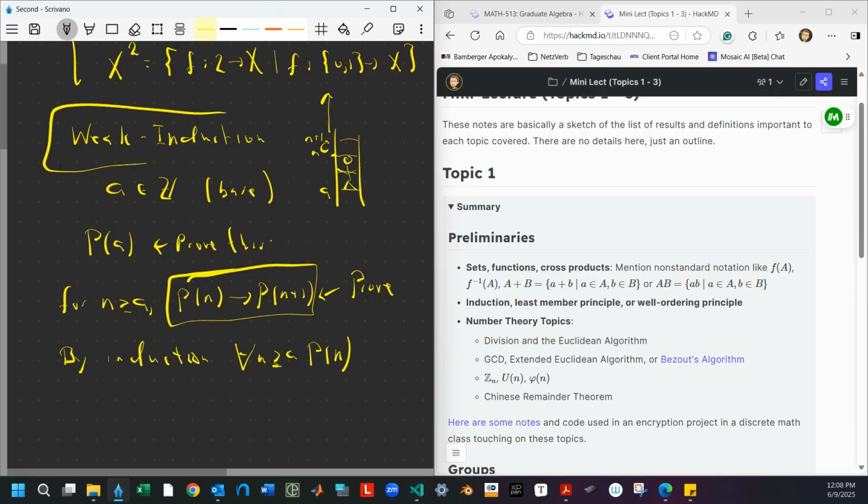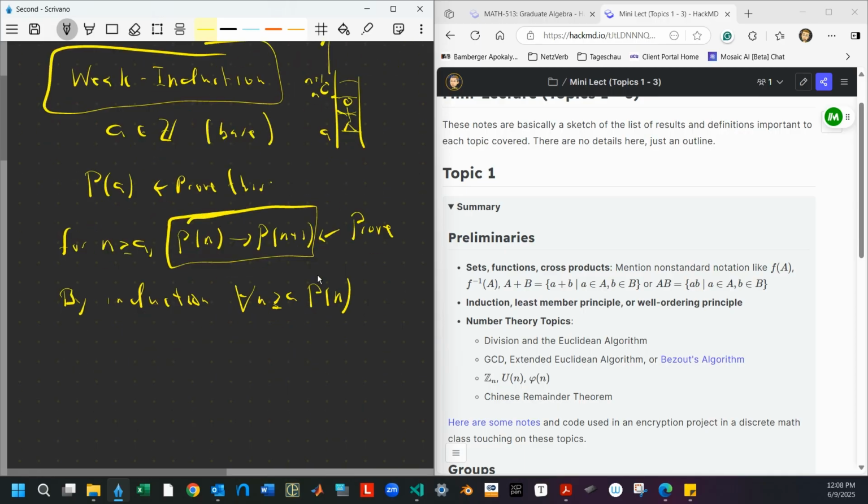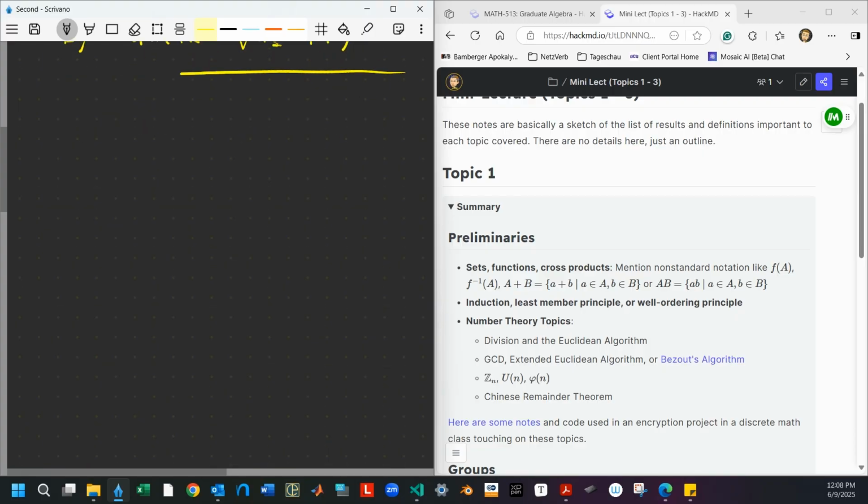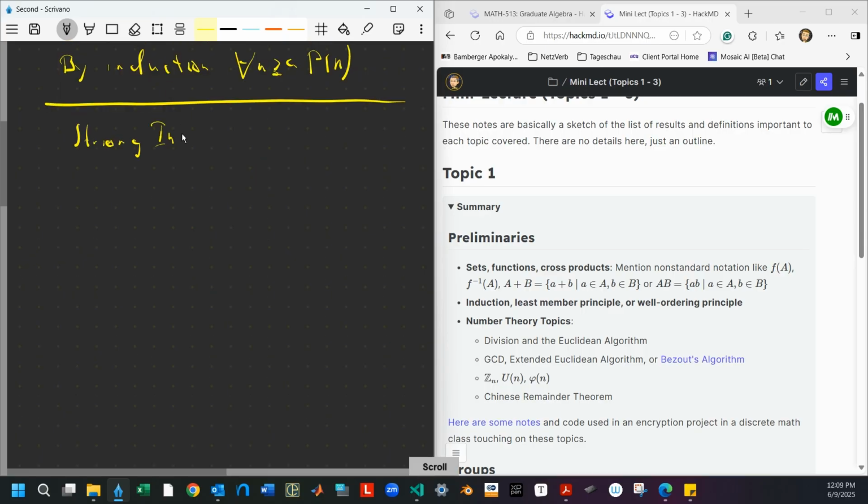And why is this weak induction? It's weak induction because we're just going from n to n plus 1. So what is strong induction? Strong induction looks basically the same, except you have a slightly different induction hypothesis you prove. And this is important. We'll see an example where this is important, not the first example, but a later example.